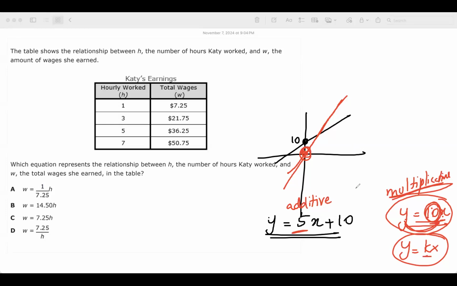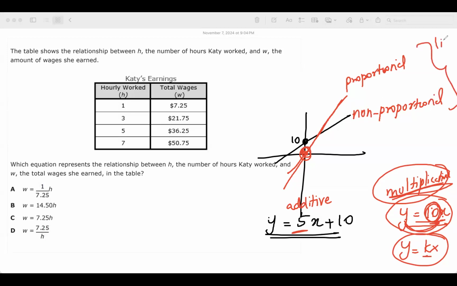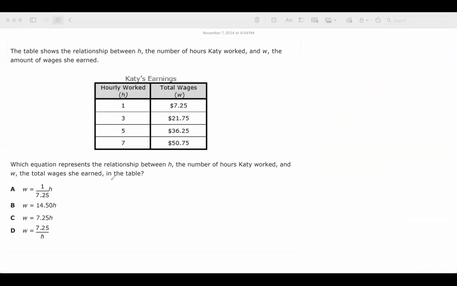So now you understand a multiplicative relationship is a proportional relationship. This is a non-proportional relationship. Both are lines, right? Both can be called linear. A line can be proportional or non-proportional. When it passes through 0, 0, it's proportional. When it doesn't pass through 0, 0, it is non-proportional. Now go ahead, answer this question. Tell me if it is proportional or non-proportional.